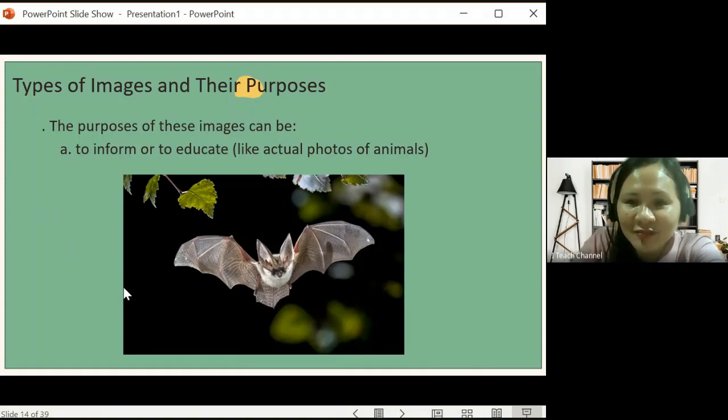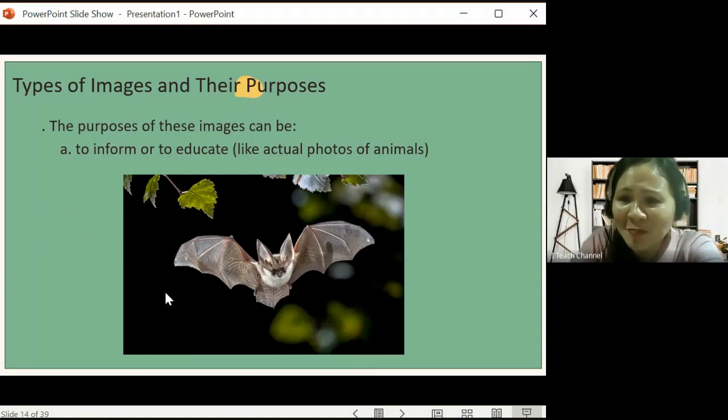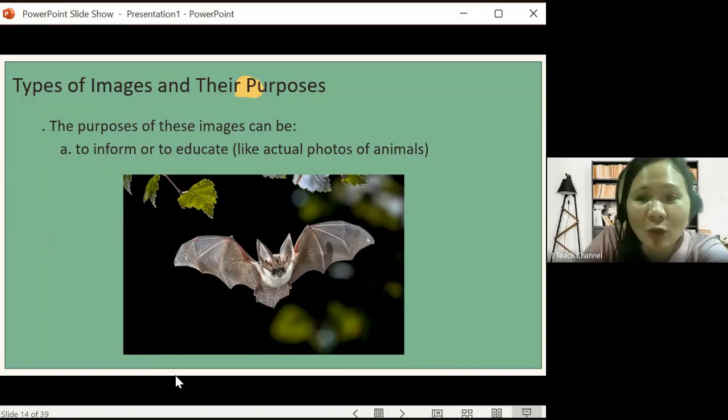Ralph: To entertain. Oh, this one. Can you see the picture? Can you see the photo and the text? Fernando? To inform, educate. Yes, very good. This is to inform us because it is showing us the exact image of a bat.